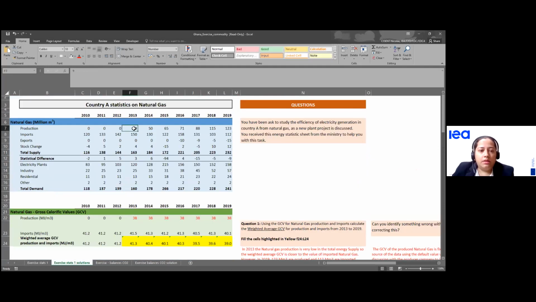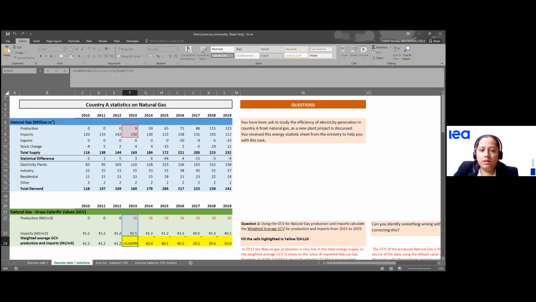And so the weighted average calorific value would be closer to the import calorific value. And the way you calculate the calorific value here is that you take the quantity in million cubic meters, for example, for production, you multiply it by the gross calorific value of production, you add your imports value multiplied by the imports calorific value, and then you divide it by the sum of your production and imports in million cubic meters. And you do the same calculation for all the years.